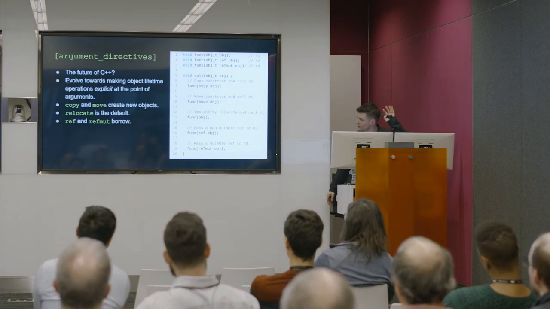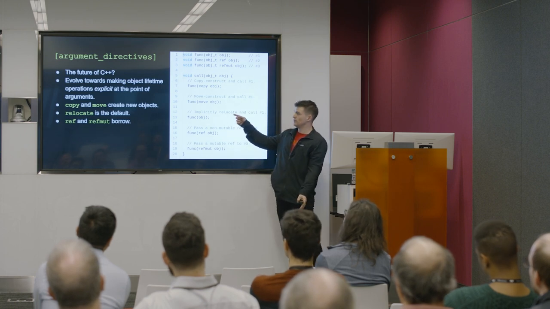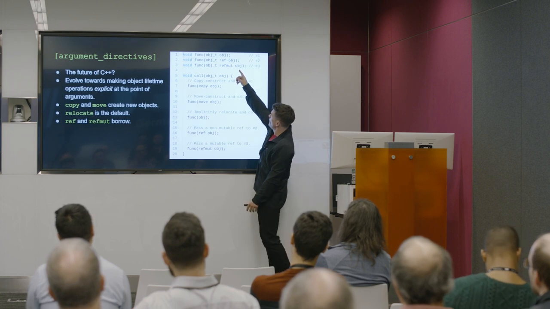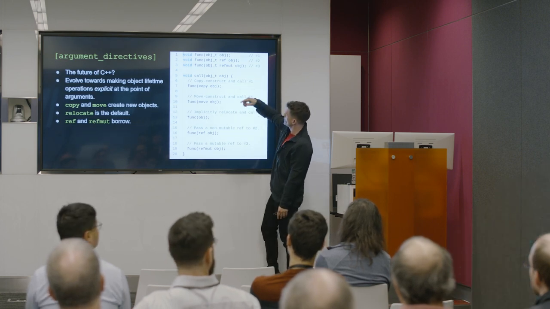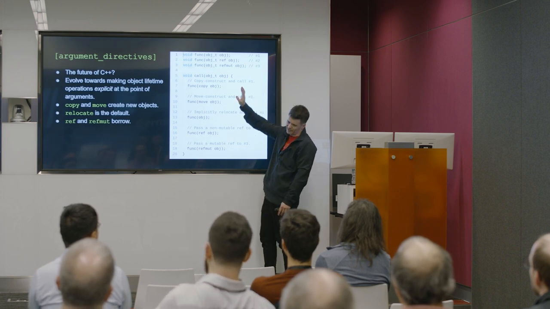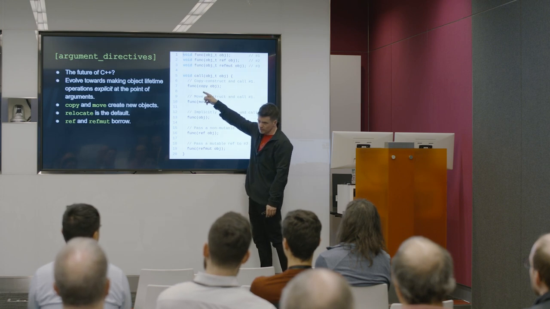Finally, this is the long-term goal for me. Argument directives. I think this would be a lovely future for a memory-safe C++, where I can pass things by value on line one, I can pass things by ref on line two, and I can pass them by ref mut on line three. Rust has a slightly different syntax. We could move to that syntax, whatever. But we have to be explicit about what we're doing to an object.